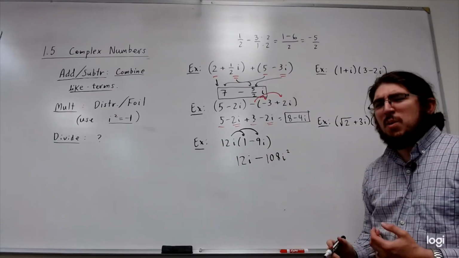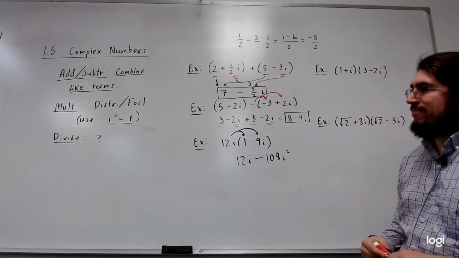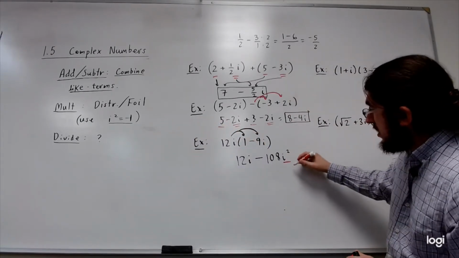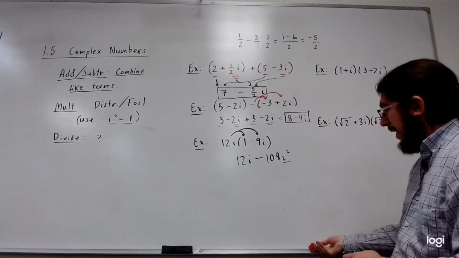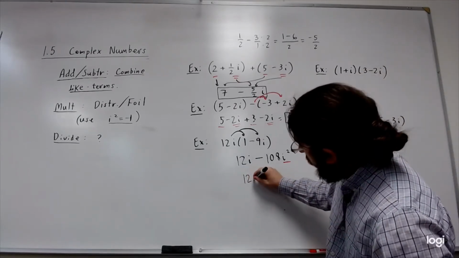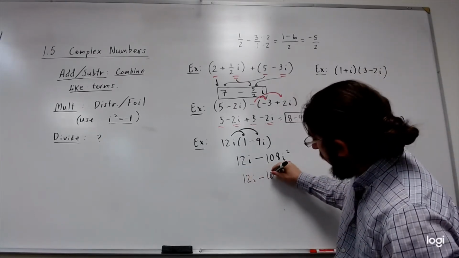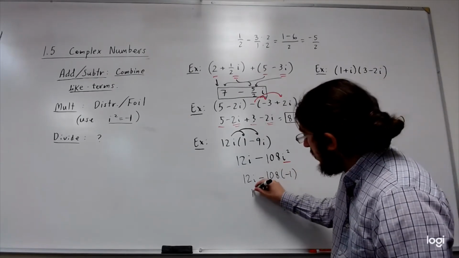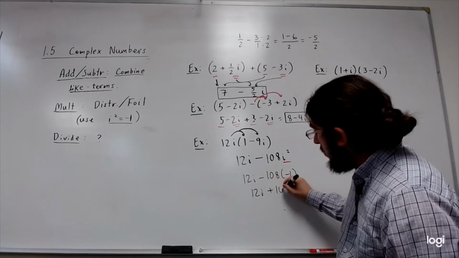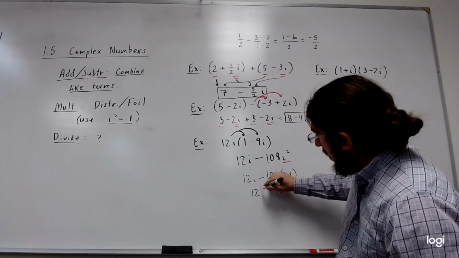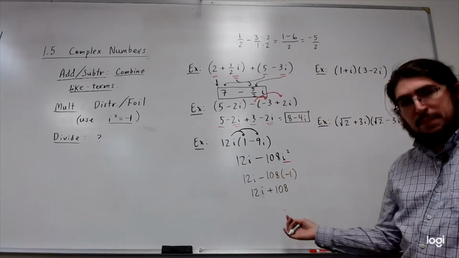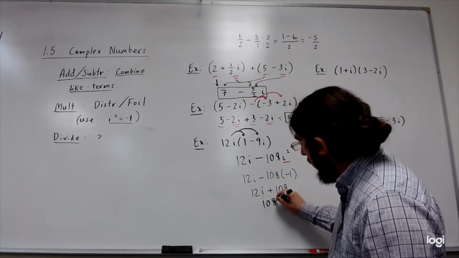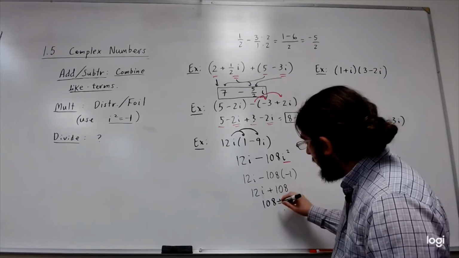What is i squared? It's negative 1. Exactly. i squared is just negative 1. So I'm going to replace it with negative 1 like this. 12i minus 108 times i squared, which is negative 1. Double negative is positive, so this is 12i plus 108. And if you're a little picky like I am, I'm going to reorder this so it's in the correct form we like, which is 108 plus 12i. Great.